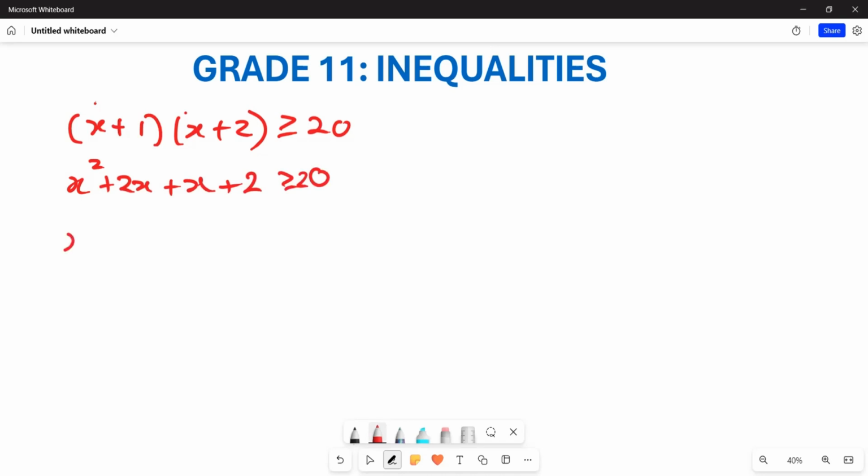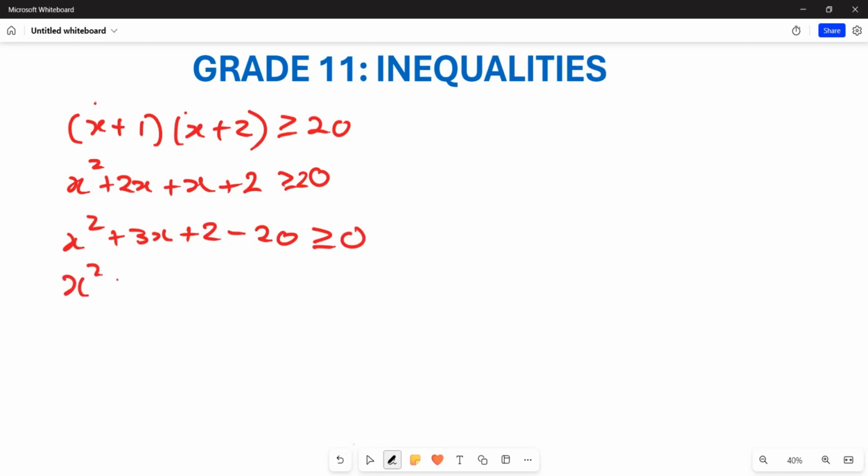Then from here, this is the same as x squared plus 3x. When you take the 20 to this side, this is going to be plus 2 minus 20, greater than or equal to 0. Then what is this? This is x squared plus 3x minus 18, which is negative 18, greater than or equal to 0.